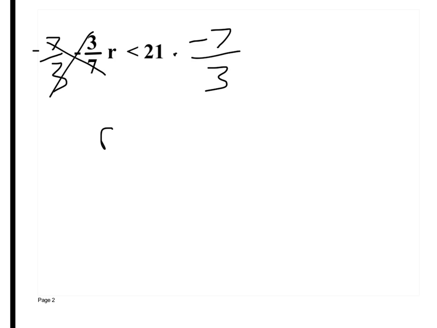Now, like the rule just said, if you times by a negative number, you have to change the sign for it to remain true. Negative 7 over 3 times 21. We can cancel some stuff out. Negative 7 times 7 is negative 49.